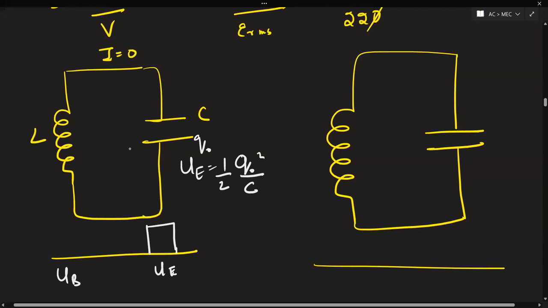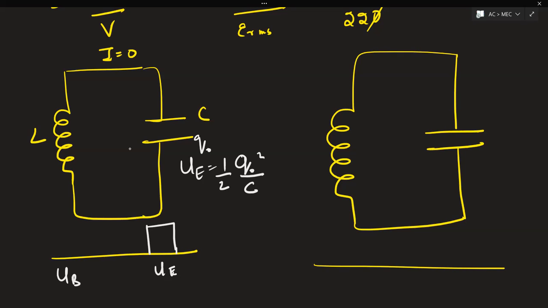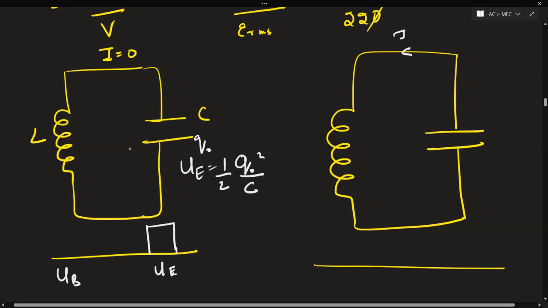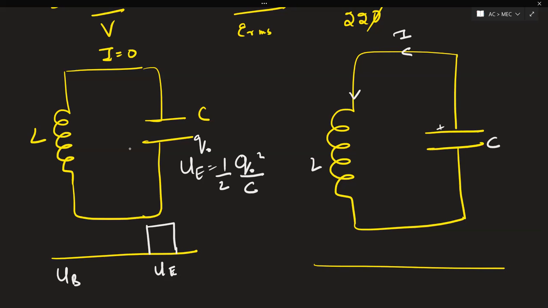Now what will happen? When your circuit is closed, the capacitor begins to discharge itself through the inductor. From here, a certain current I flows. This is the inductor, this is the capacitor. Let's say this is the positive plate, this is the negative plate. So it begins to discharge charges. So current flows. The capacitor begins to discharge itself through the inductor, so it causes the current I to flow.